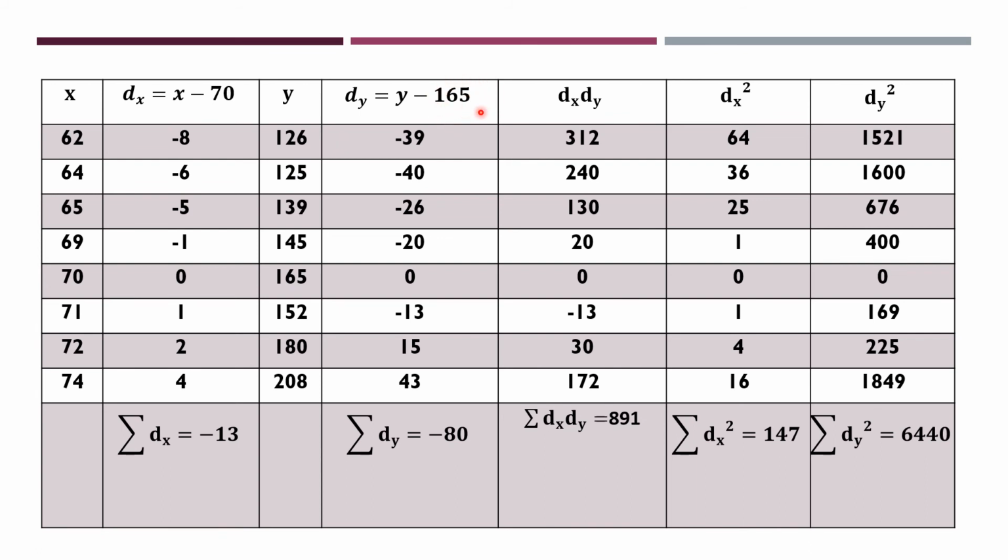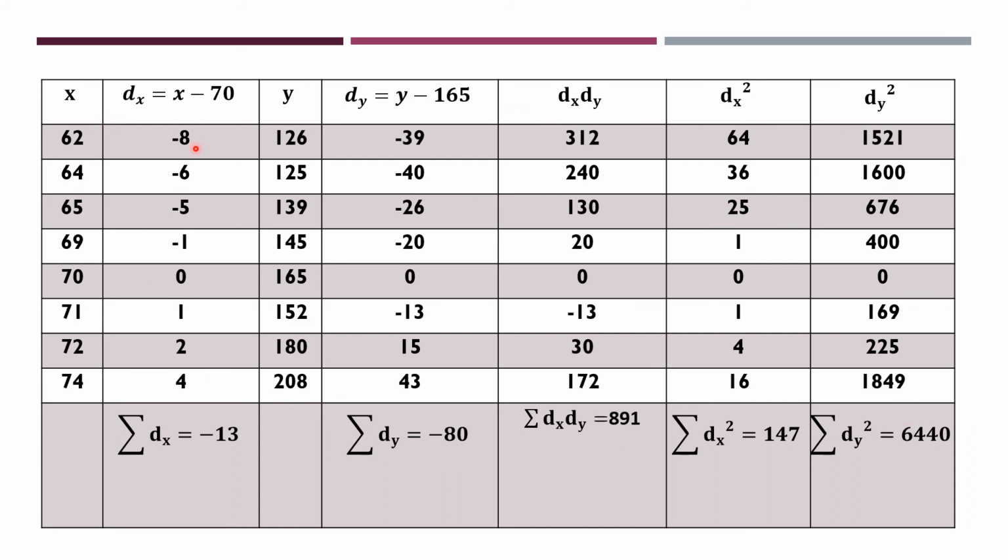Similarly, 165 has to be subtracted from each value of y, because this is the assumed mean. We have assumed this as the mean. So 126 minus 165 is minus 39, 125 minus 165 is minus 40. Similarly, subtracting 165 from each value of y, we get the dy column. Now multiplying dx into dy: minus 8 into minus 39, minus 6 into minus 40, minus 5 into minus 26. Writing the dx dy column, the square of dx is dx square and the square of dy is dy square.